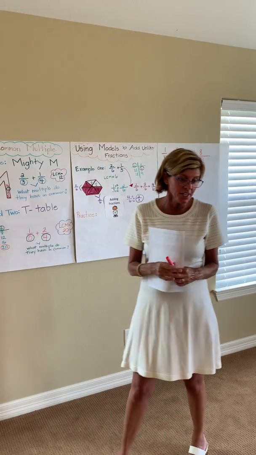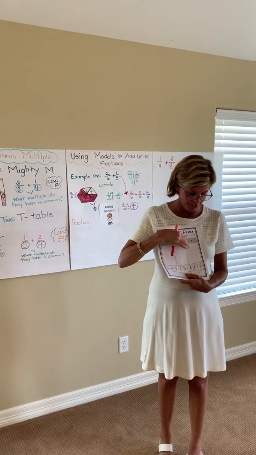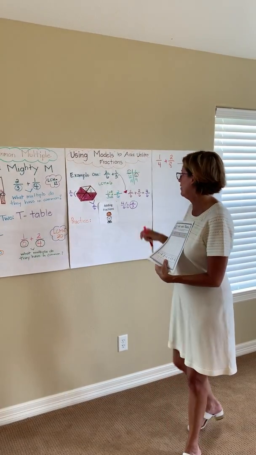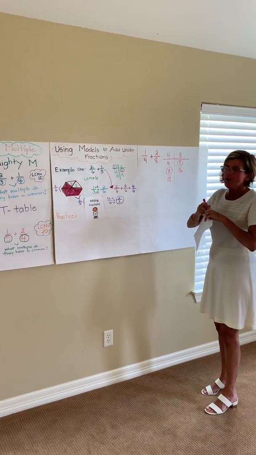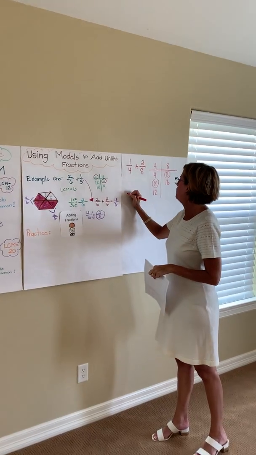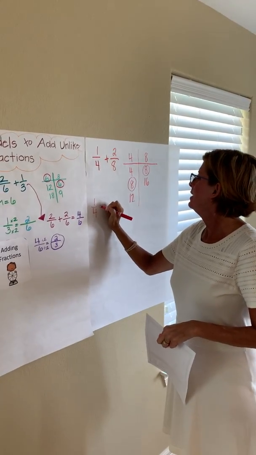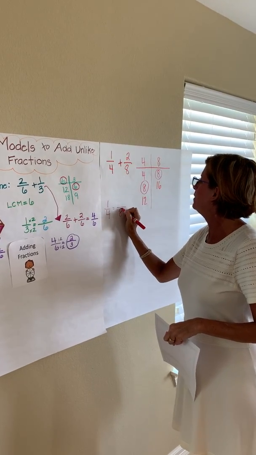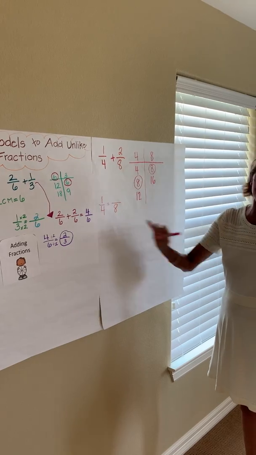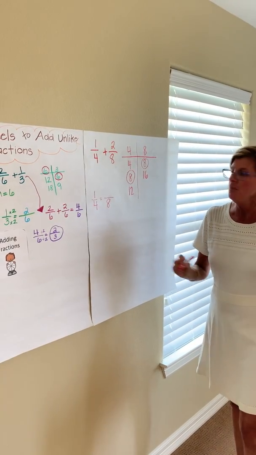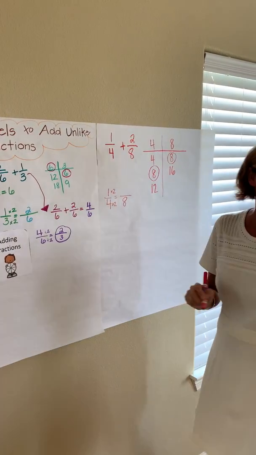Okay, so the second part, I'm going to have you figure out. I want you to go over to the last column right here, and I want you to rewrite the problem. So we have 1/4, but we need it to be an 8th. So what number would I multiply these by to make 8? 2. By 2. So go ahead and do that on your own right now.